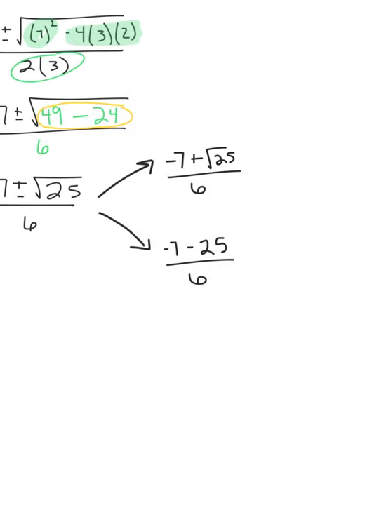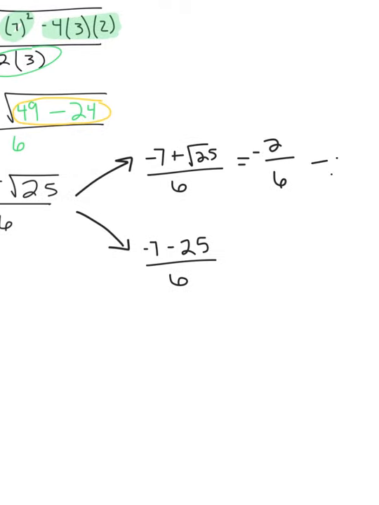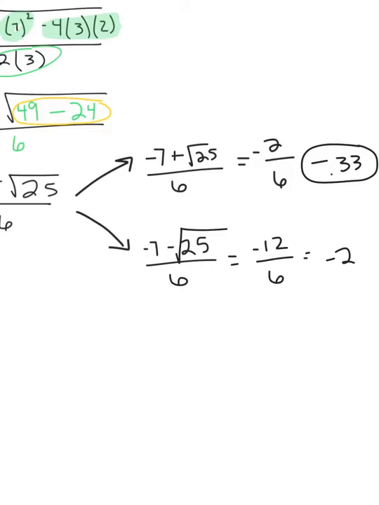So negative 7 plus the square root of 25 is negative 2, and then divide by 6, and that's negative 0.33, or a third. And then negative 7 minus, I missed that square root symbol, square root of 25, which is negative 12, then divide by 6, and it is negative 2.